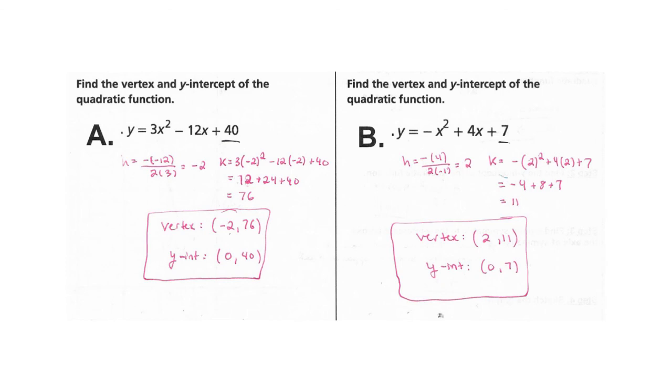Now, if you wanted to find a symmetric point, how far away is this y-intercept from the vertex? It's 2 away, 2 to the right, so our symmetric point would be 2 to the left, so it would be negative 4, 40. Symmetric point here: our y-intercept is 2 to the left, so we need to go to the right of that axis of symmetry, which is 2, so it would be 4, 7. Okay, and that's the end of the notes.